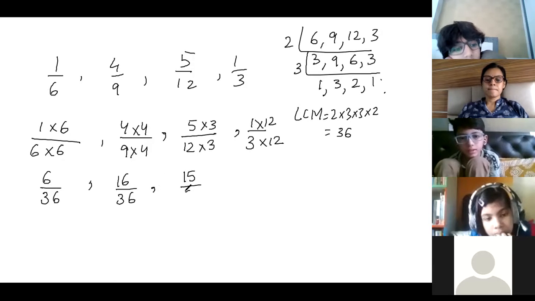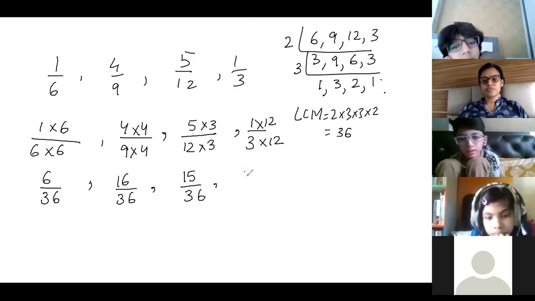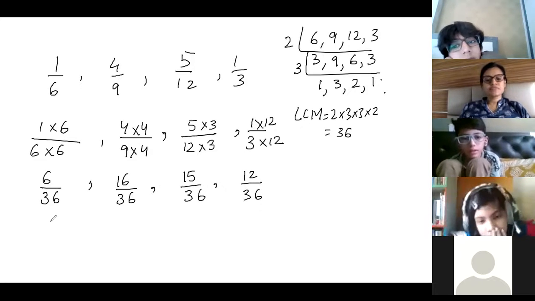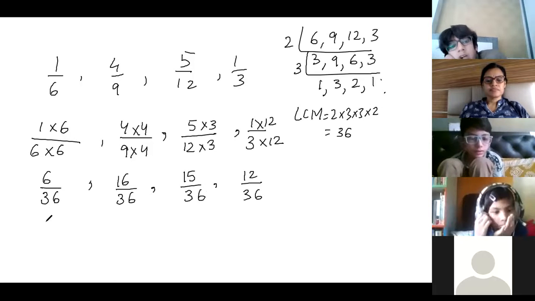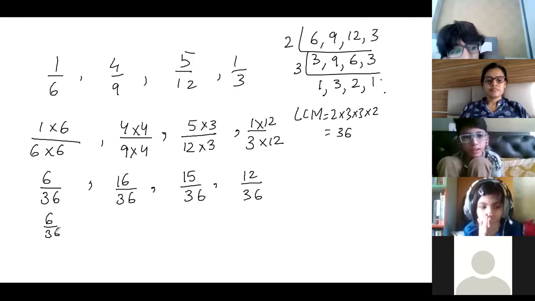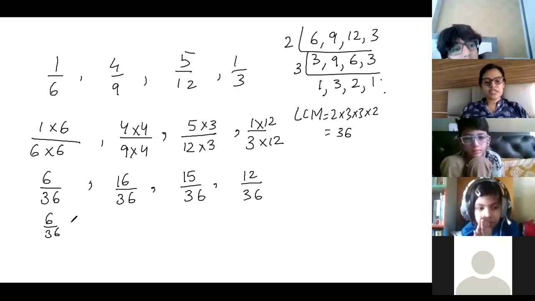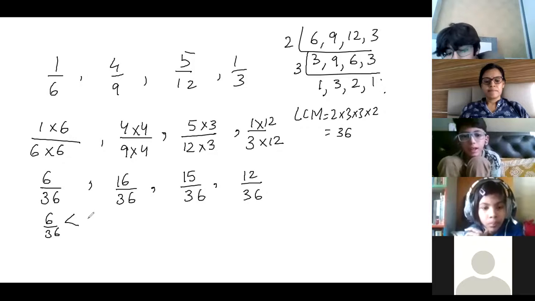Ma'am, 2 15s are 30? 12 by 36. Now we will arrange. Okay. Which one is smallest? The smallest is 6 by 36. So actually it is 1 by 6. We'll do that later. First arrange these, then next step we'll do. Okay. After 6 by 36, it will be 12 by 36.